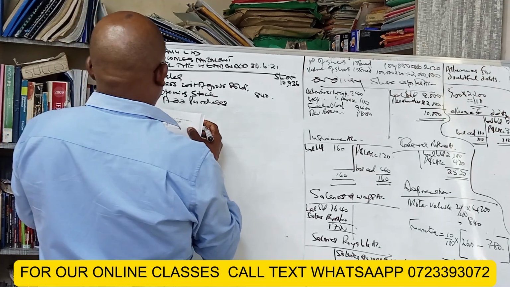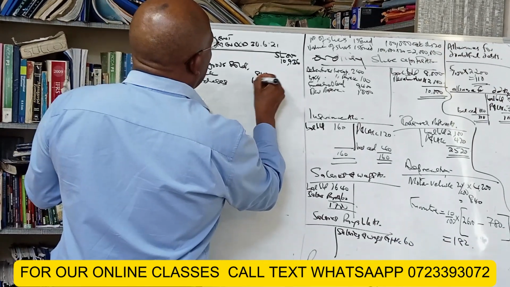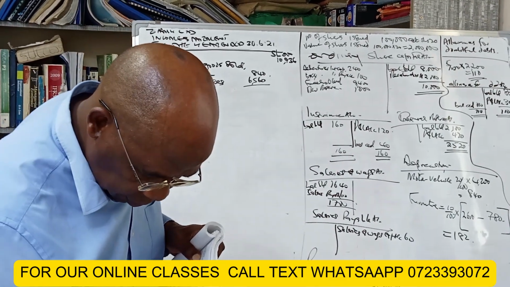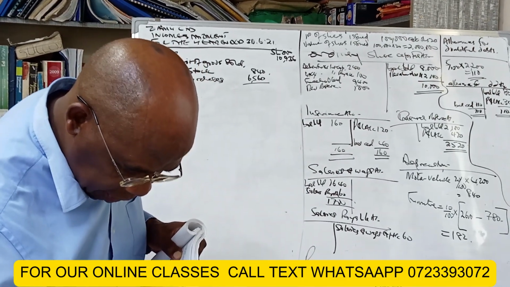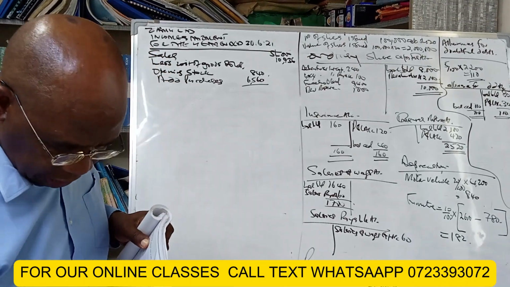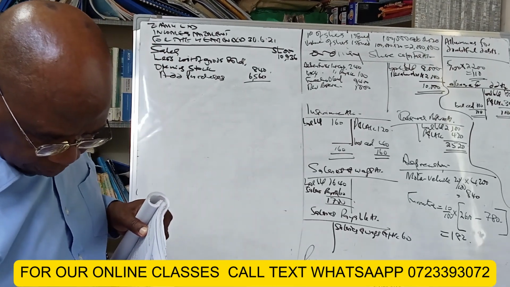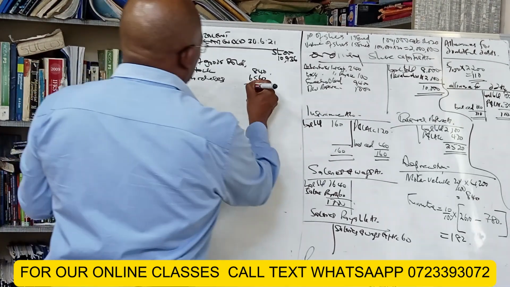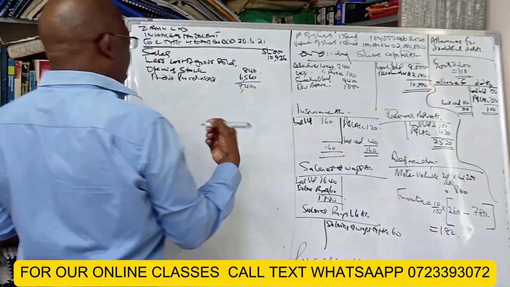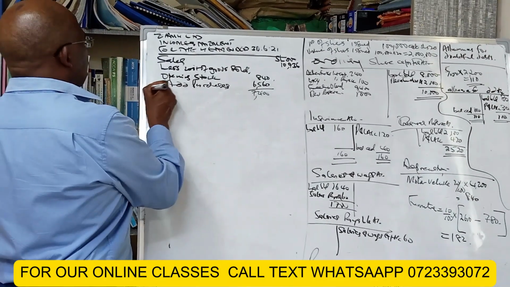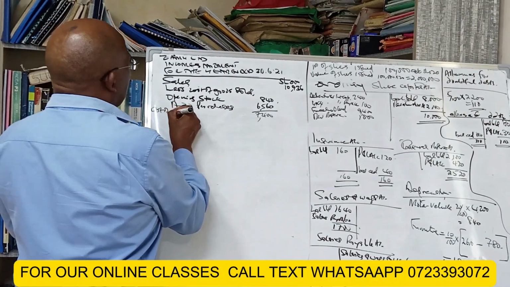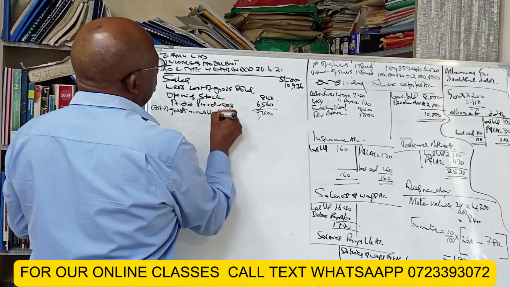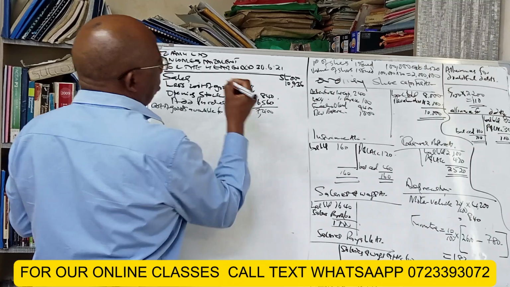From the trial balance is the 6560. 840 plus 6560, we get 7,400. We don't have carriage inwards, don't have return outwards. So these are the cost of goods available for sale.